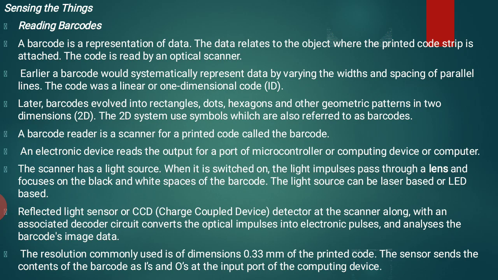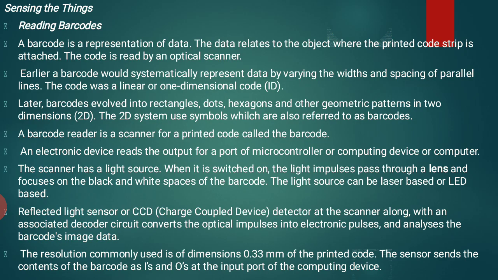Later, barcodes evolved into rectangles, dots, hexagons and other geometric patterns, into two dimensions. The 2D system uses symbols which are also referred to as barcodes.